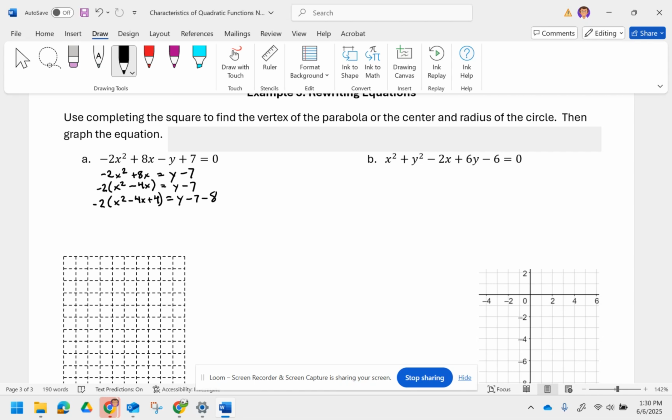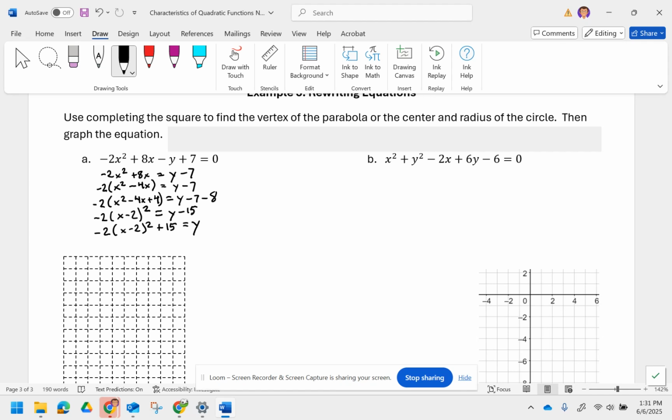Okay, so I now got negative 2 times x minus 2. Remember, we were saying those minus 2s. Minus 2x gives us negative 4x. Negative 2 times negative 2 would give us the plus 4. So that's just our squared value. It's going to be equal to y minus 15. Now let's get our y value alone. Negative 2 times (x minus 2) squared plus 15 is equal to y.